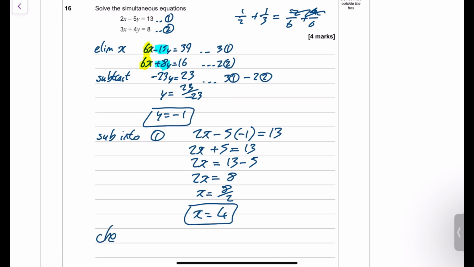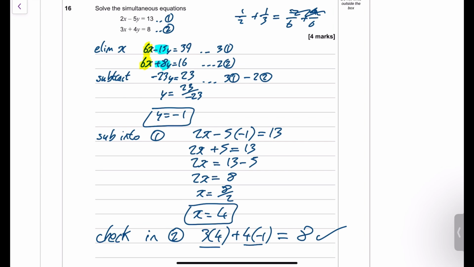You can also do, and what your teacher I'm sure has told you is a nice way to do this, is you can check that it works. So in my check in the other equation, whichever one you haven't subbed back into. So 3 times 4, then plus 4 times minus 1, that would be 12 minus 4. 12 minus 4 is 8. You know you've got it right. You know you've got full marks.